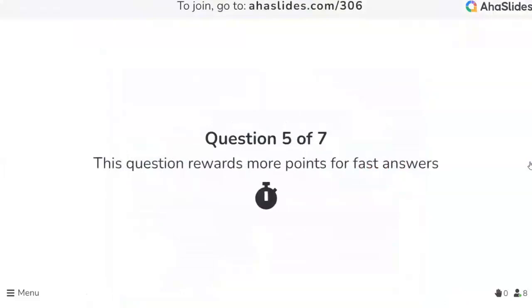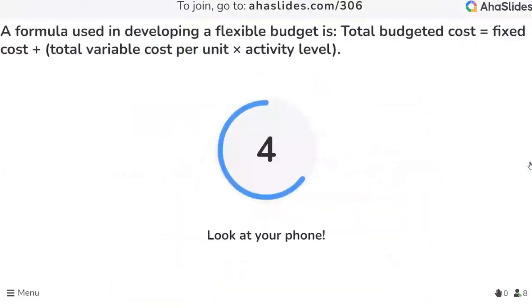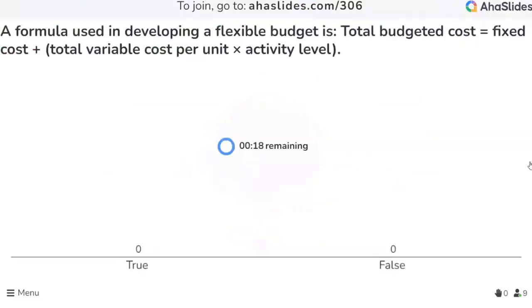Question number 5. The formula used in development of flexible budget is total cost equals fixed cost plus variable cost per unit times the activity level.